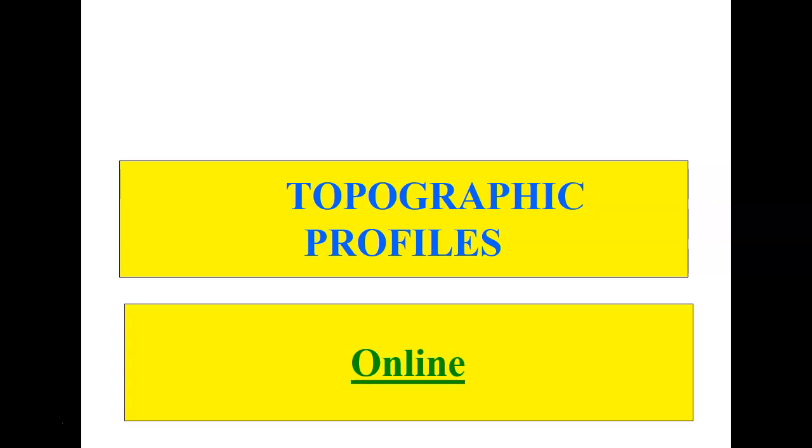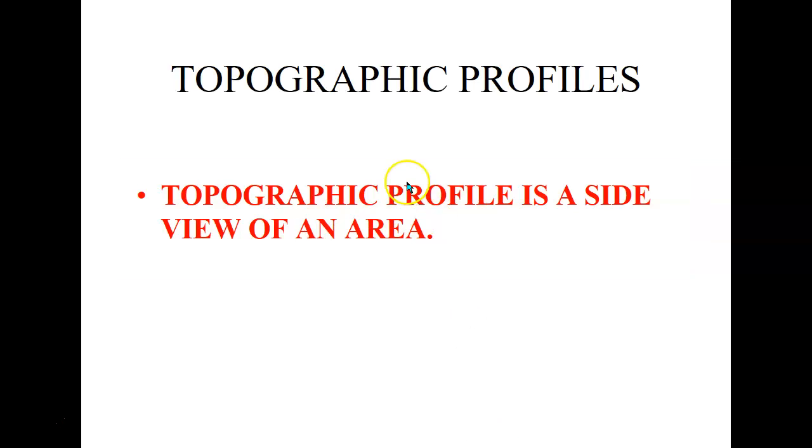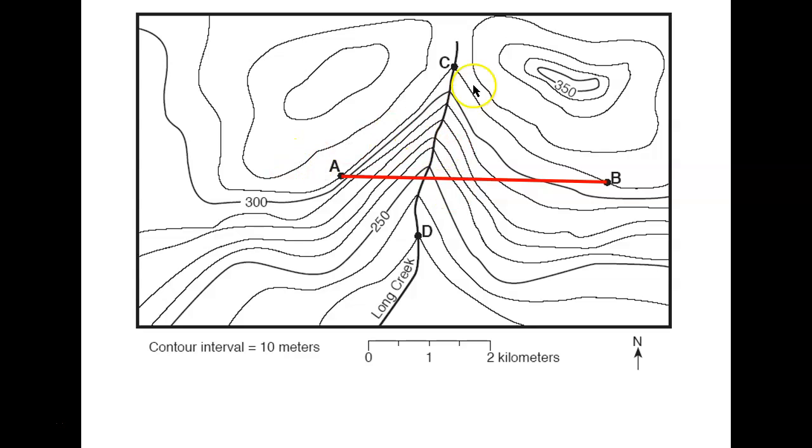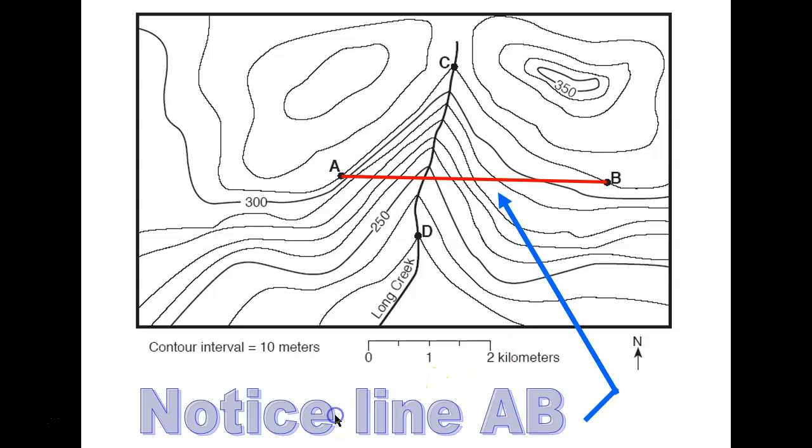So what we're going to do here is learn about drawing profiles that you're going to eventually have to draw in class on paper, but we're going to wait to do that until we get back into the classroom together. So a profile is a side view of an area. Here I have my topographic map with a creek and a contour interval of 10. I have point A and point B. This question, which was from a Regents exam, would like you to draw a profile from A to B along that line. So how would you go about doing that?